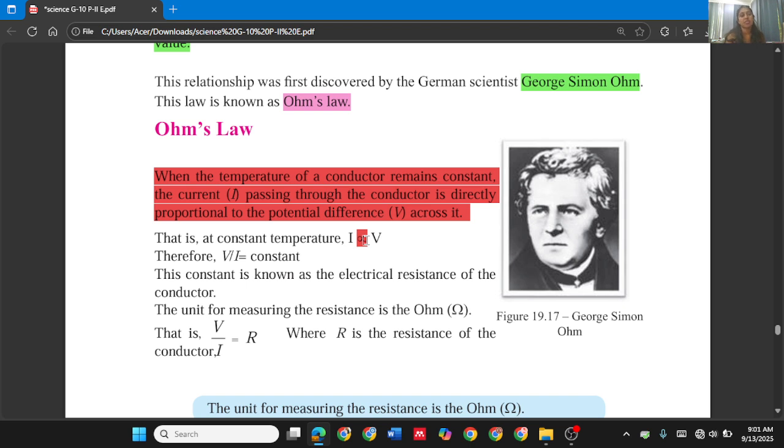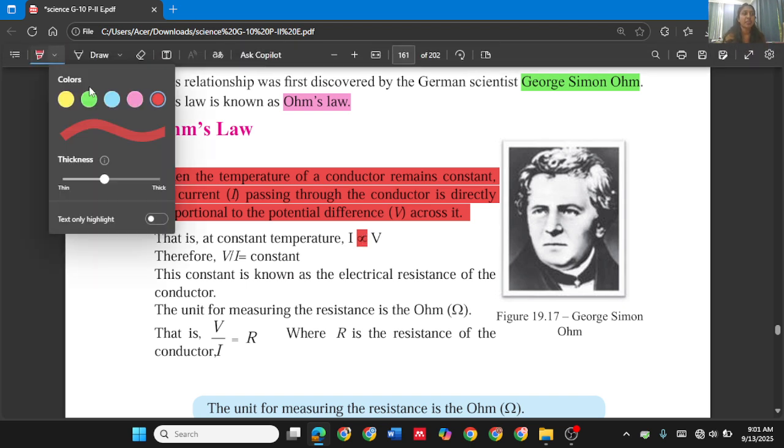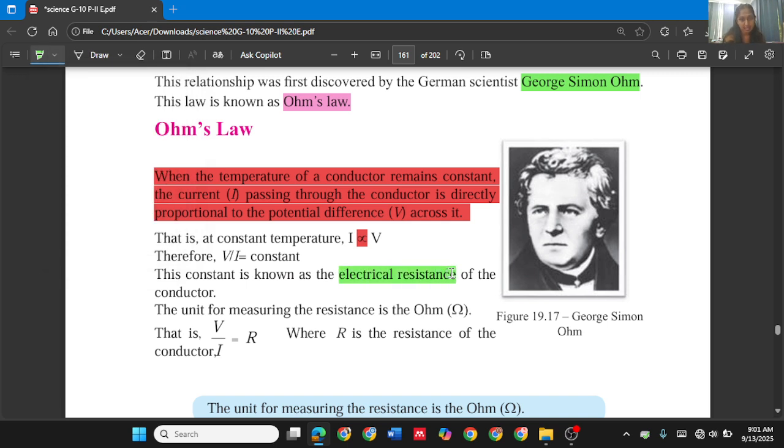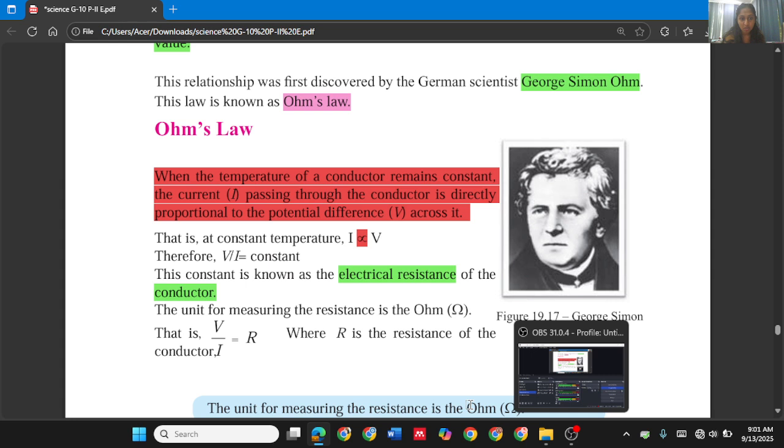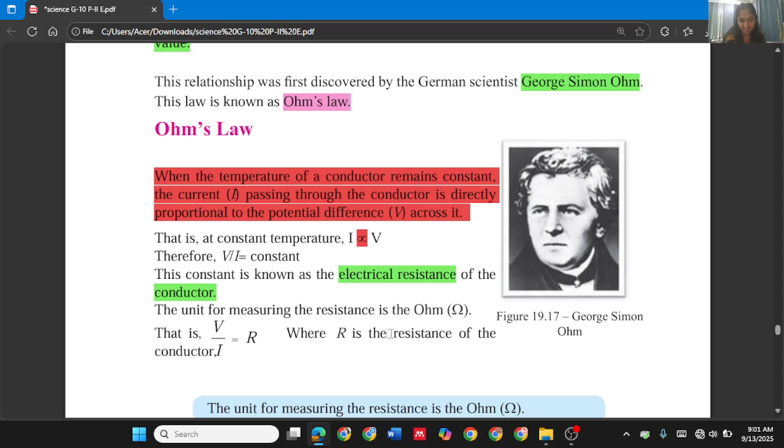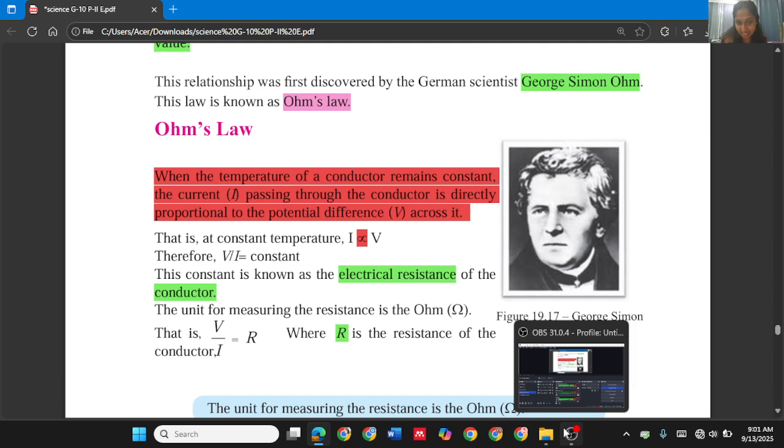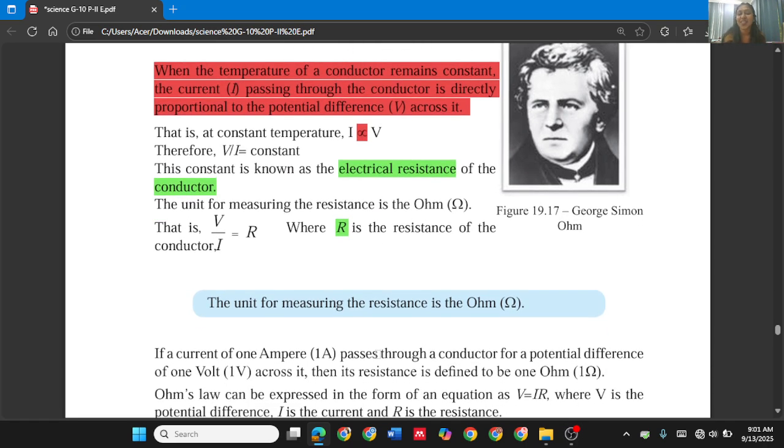So this constant is known as what? We call this constant the electrical resistance of the conductor. The unit of measuring the resistance is the ohm. That is, V over I is R, where R is the resistance of the conductor. So we are getting a new symbol R, the resistance of the conductor. The unit of measuring the resistance is the ohm.